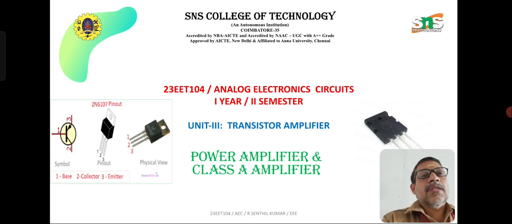This is Dr. Senthil Kumar, Associate Professor, Department of EEE, SNS College of Technology. This is the course for second semester first year students. The course name is Analog Electronic Circuits. The code is 23WT104. Unit number 3, Transistor Amplifier.